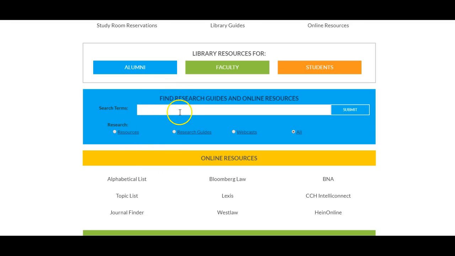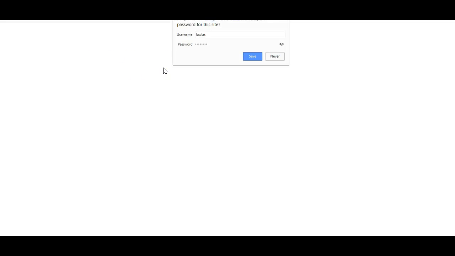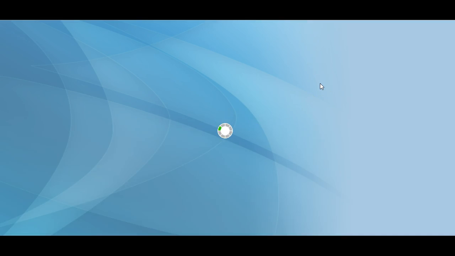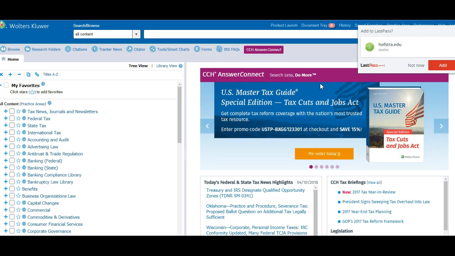You can search in the blue box, as I've suggested, if you know the name, or you can view our topic list, or you can just go directly to these links. So one of the databases that you may encounter, and as you can see, I now have to authenticate, which is why we need to go through the library homepage. So CCH used to be a publisher that was very well known for publishing these loose leaves. They've now transitioned to online.